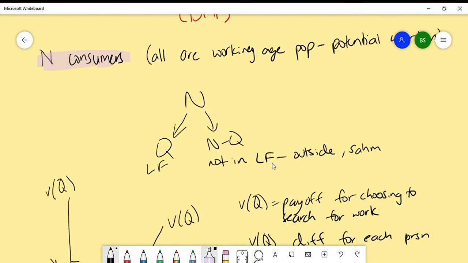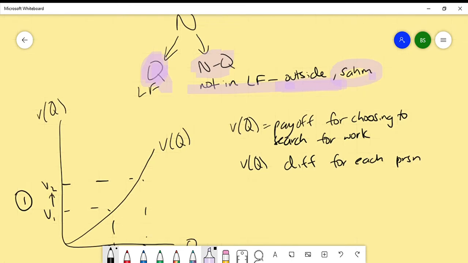If you're in the labor force, the letter we'll be using is Q. If you're not in the labor force, it's just n minus Q, the opposite of Q. These could be people that are working outside, another example is stay-at-home parents, or I guess students.